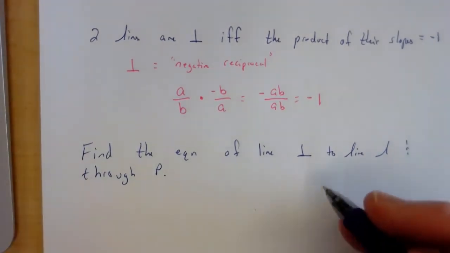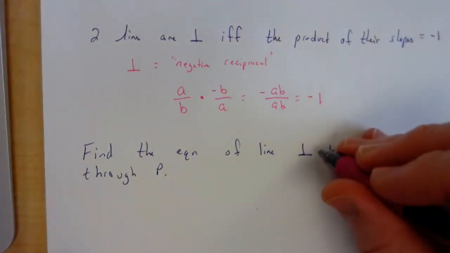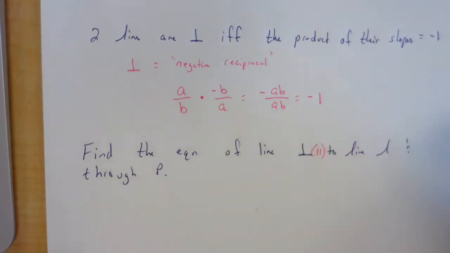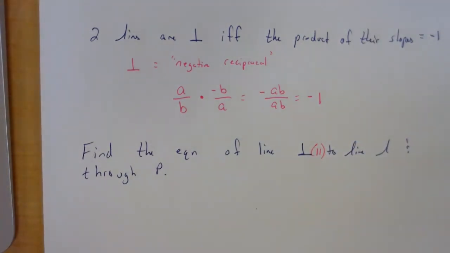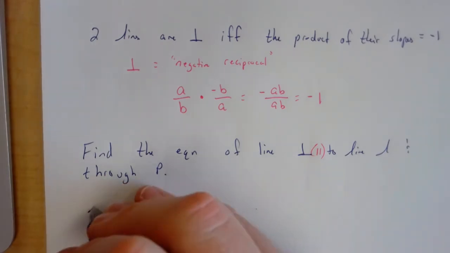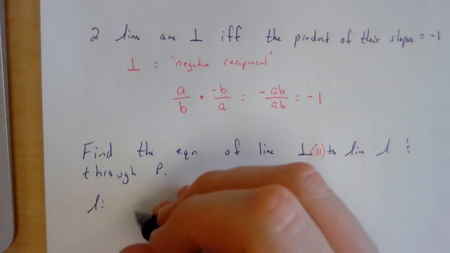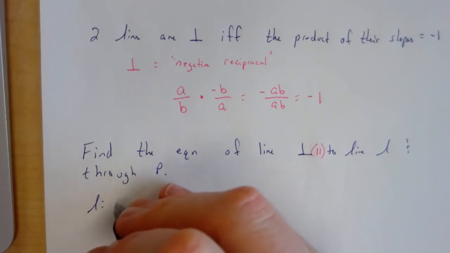So this one's perpendicular, but just as easily it could be parallel. So I'll go ahead and do that with both of them. Okay. And what we're going to do is we're going to go ahead and say here that line L has the equation y equals 1/2 x minus 3.